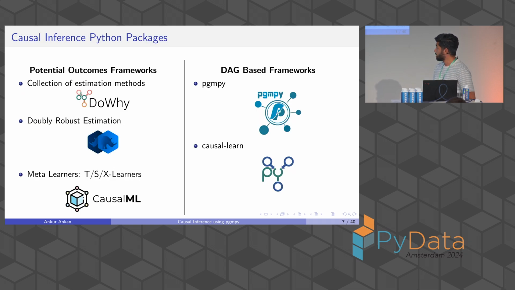So if we look at the packages in Python, we have them for both of these frameworks. On the left, we have the potential outcomes framework, which mostly focuses on specific estimation methods. For example, DoWhy provides a collection of methods. The second one is DoubleML, which focuses mostly on this doubly robust estimation technique. CausalML focuses mostly on meta-learners. On the DAG-based side, there's pgmpy, which I'll be talking about today, and then there's causal-learn.